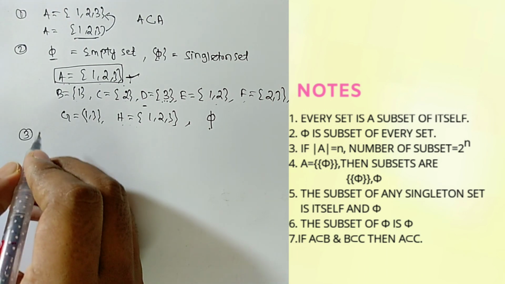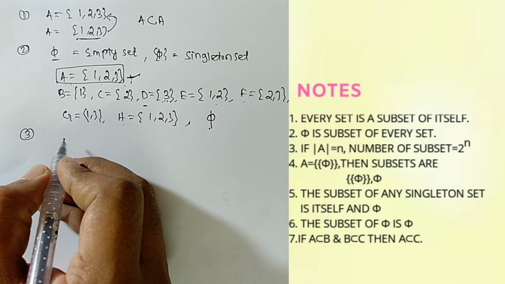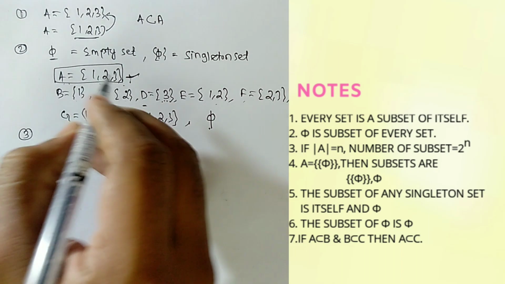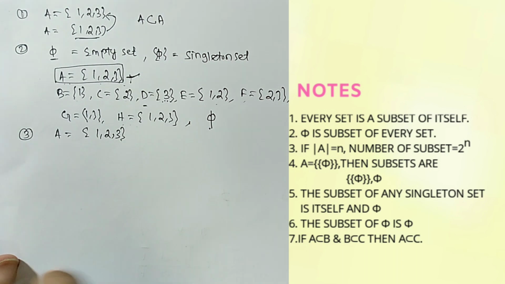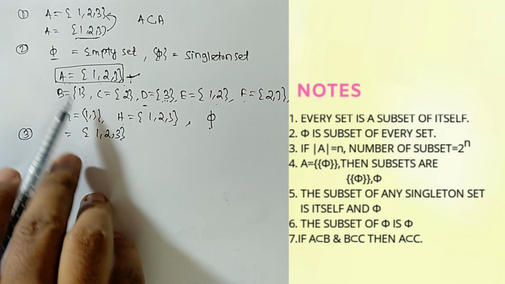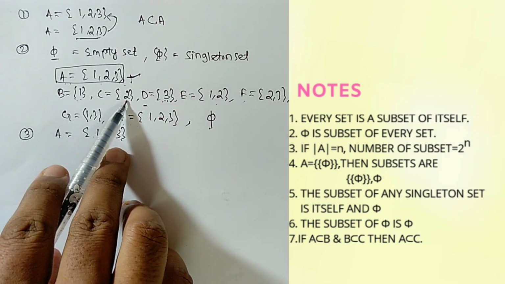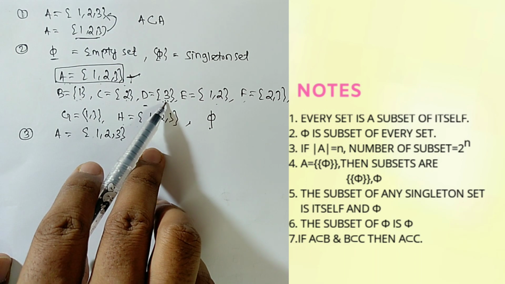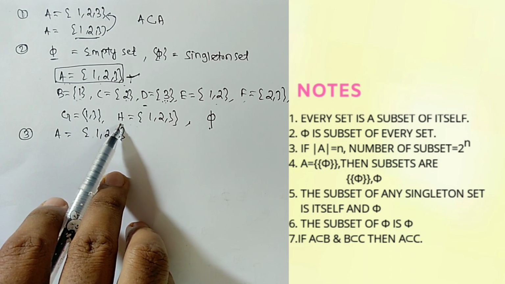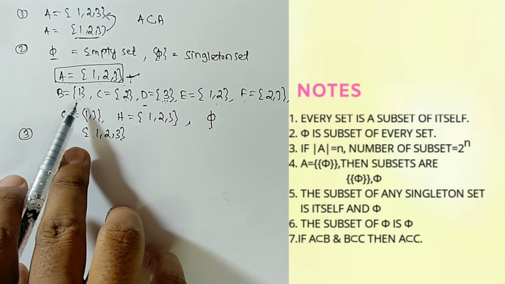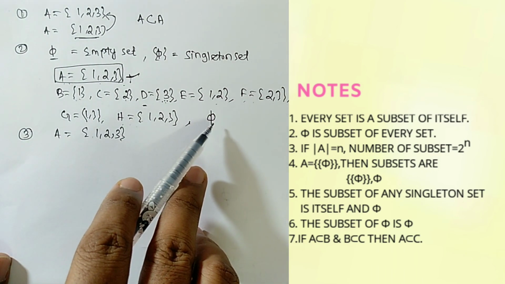And the third point is that if the set A contains n number of elements, then the number of subsets is equal to 2 to the power n. Consider the set A which contains the elements 1, 2, 3. In the previous example we have seen the subsets: the set with only 1, only 2, only 3, then 1, 2, then 2, 3, G set contains 1, 3, and H set contains 1, 2, 3, and the phi set. So these are 1, 2, 3, 4, 5, 6, 7, 8.